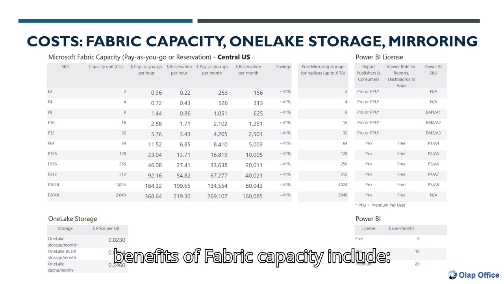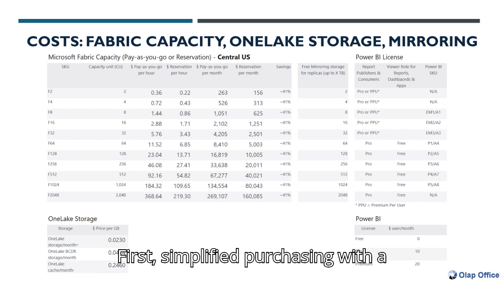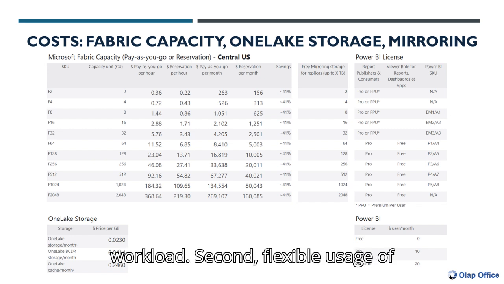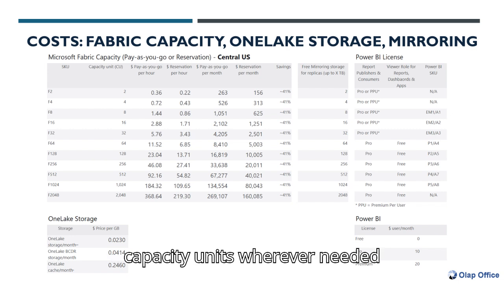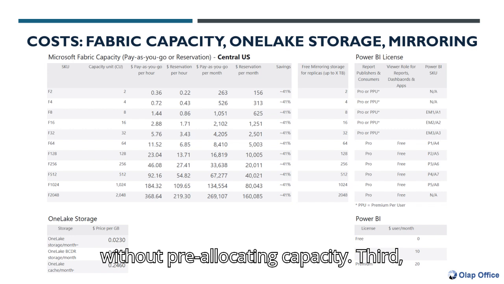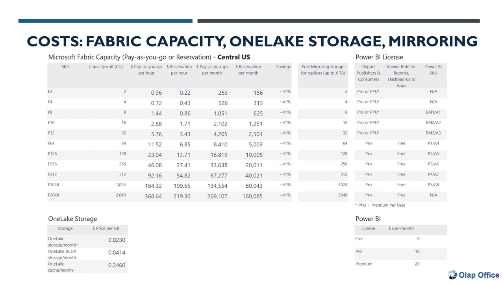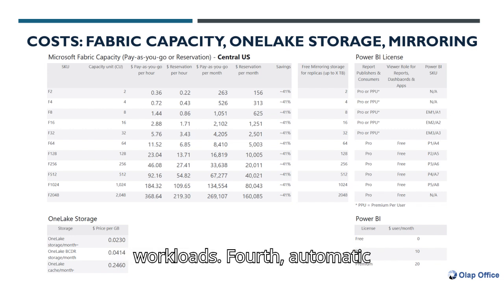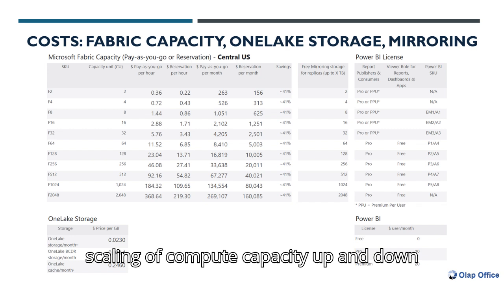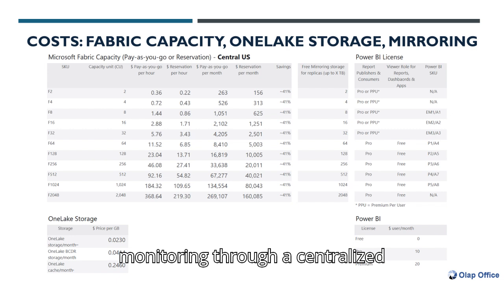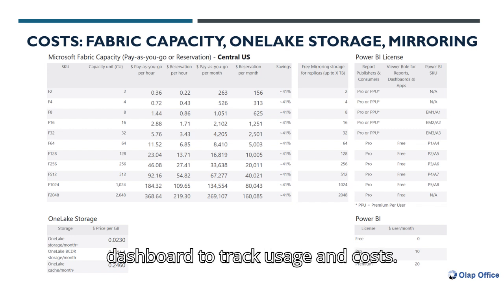The benefits of Fabric capacity include: first, simplified purchasing with a single pool of compute for every workload. Second, flexible usage of capacity units, CUs, wherever needed without pre-allocating capacity. Third, cost efficiency by pooling all CUs, ensuring they are not locked in idle workloads. Fourth, automatic scaling of compute capacity up and down based on your needs. Fifth, transparent monitoring through a centralized dashboard to track usage and costs.